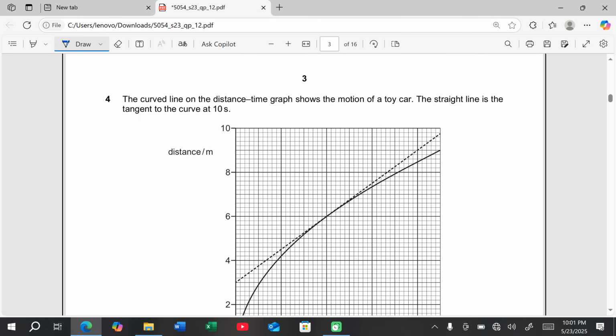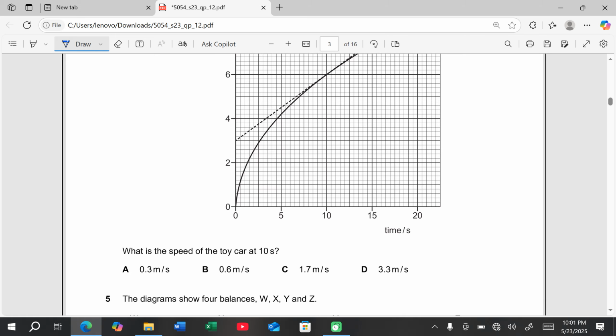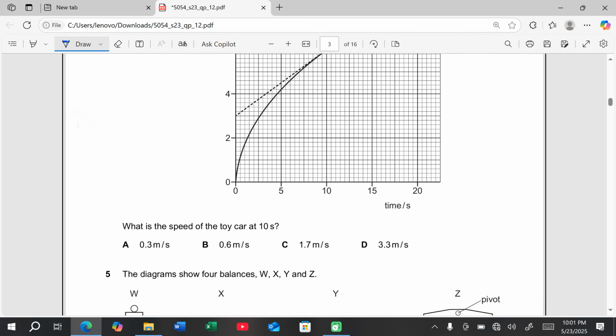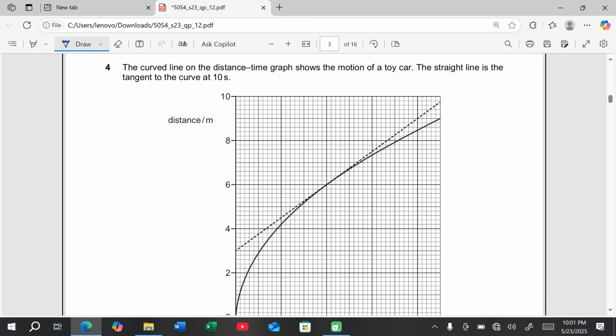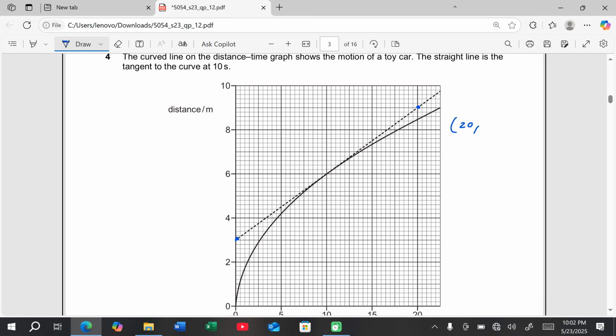In question number 4, it says the curved line on the distance time graph shows the motion of the toy car. The straight line is the tangent to the curve at t equals 10. What is the speed of the toy car at t equals 10? The gradient of the tangent is going to give you the gradient of the curve at that point. So I'm going to take 2 points. This point has a value of x as 20 and value of y as 9. For the other point, the value of x is 0 and y is 3.